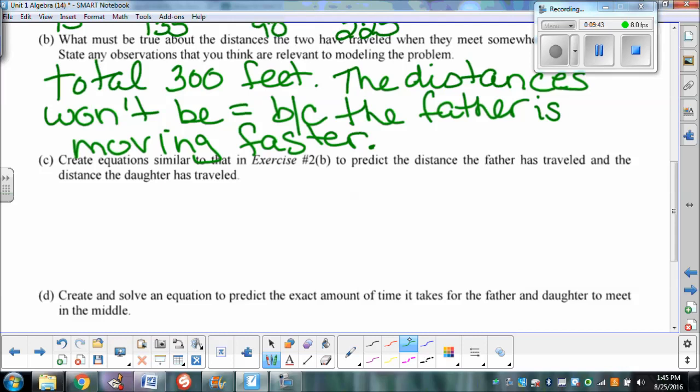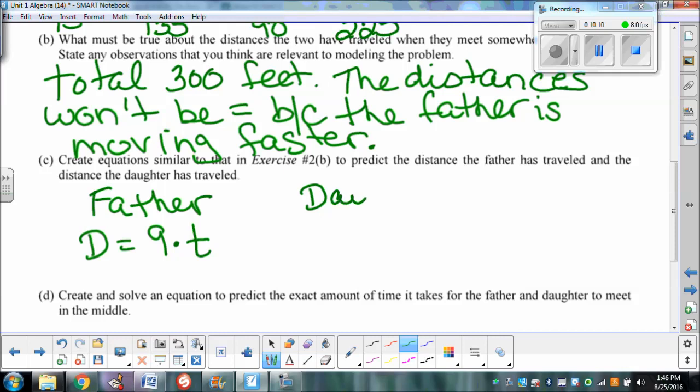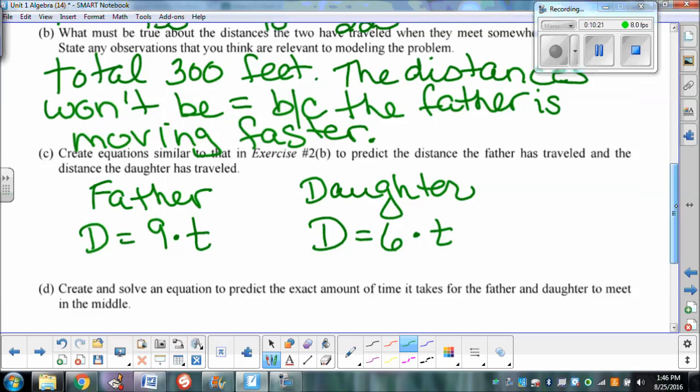Part C says create equations similar to that in exercise 2. Ooh, this will help you with exercise 2 to predict the distance the father has traveled and the distance the daughter has traveled. Well, we were using an equation as we were filling in that chart. So the father, his distance was equal to 9 times the time. Okay, 9 feet times the number of seconds. And the daughter, okay, her equation was distance is equal to 6 feet per second times the number of seconds.